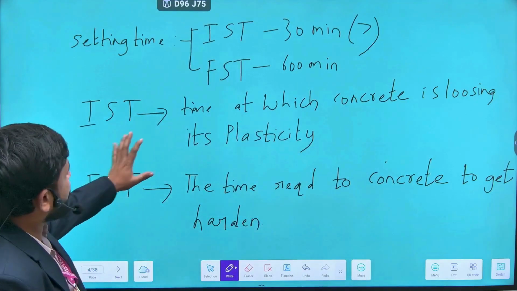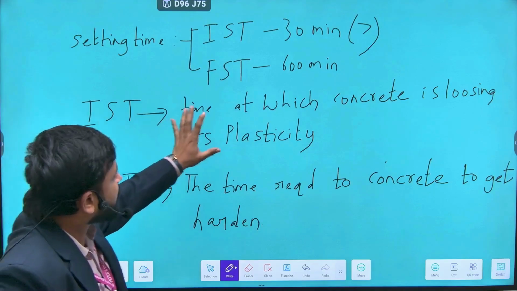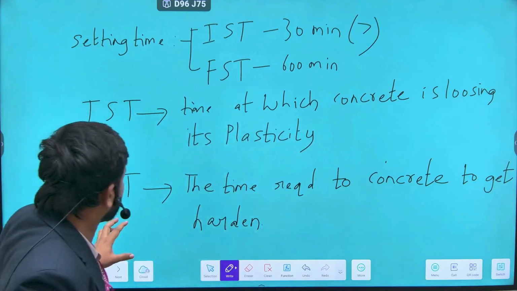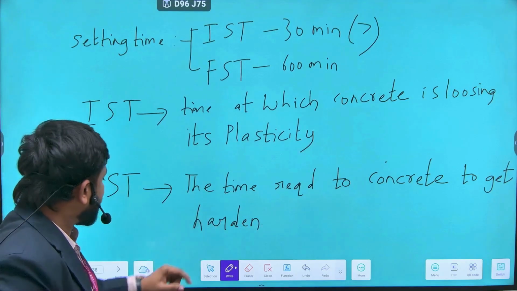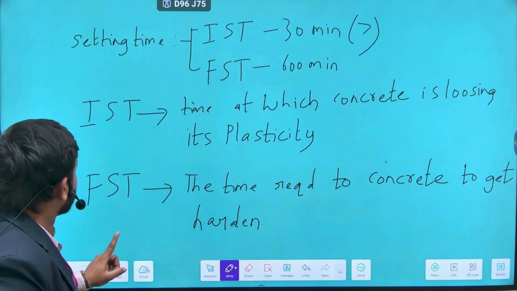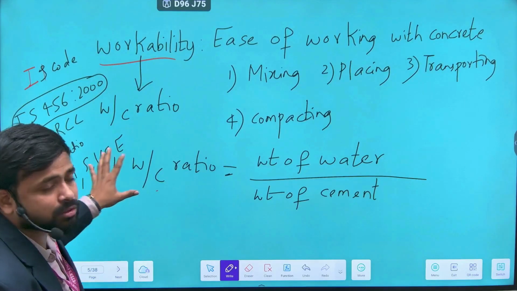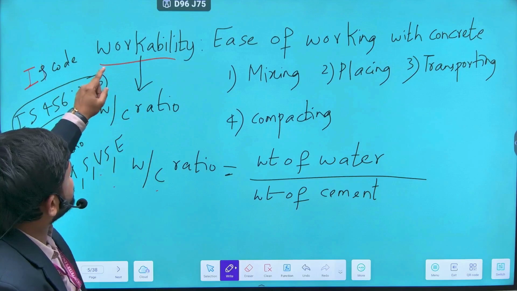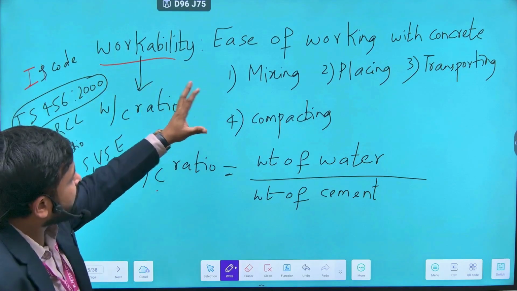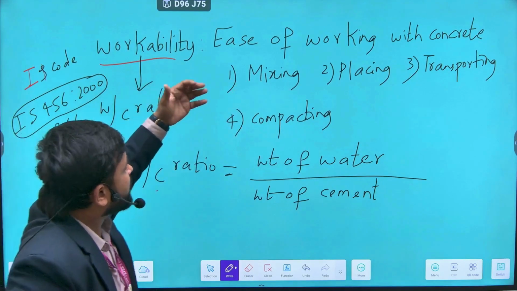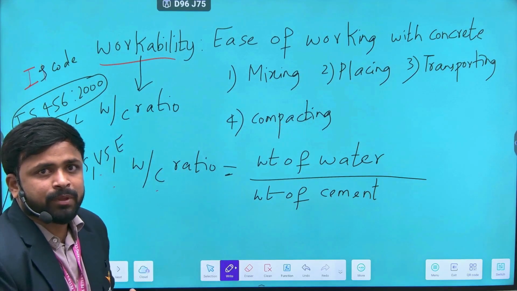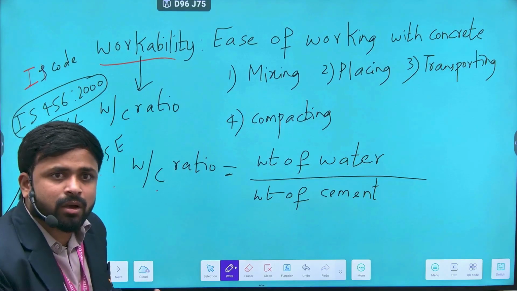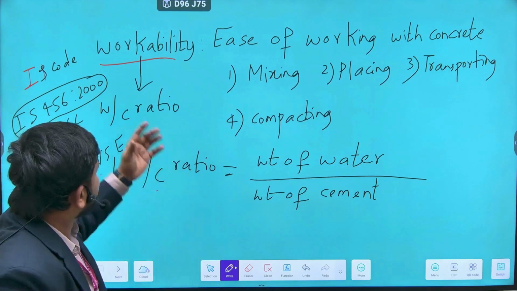Okay. So IST I have discussed. IST is nothing but the time at which concrete is losing its plasticity. FST, the time required for concrete to get into a hardened state, is nothing but final setting time. I have discussed the usages also of the setting times, and I have discussed workability, the ease of working with concrete during mixing, placing, transporting, compacting. How is the working with concrete? Is it easy or is it difficult? That is known as workability.